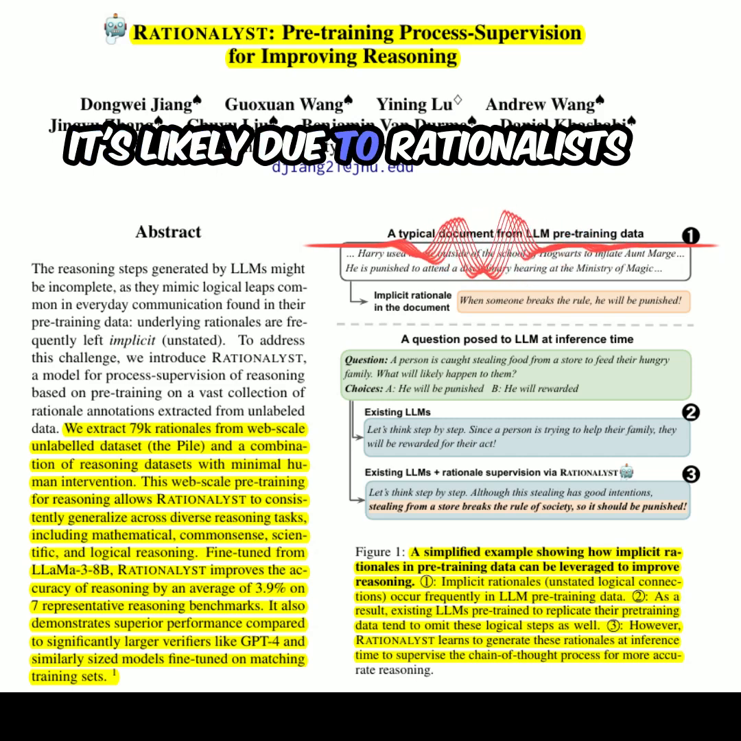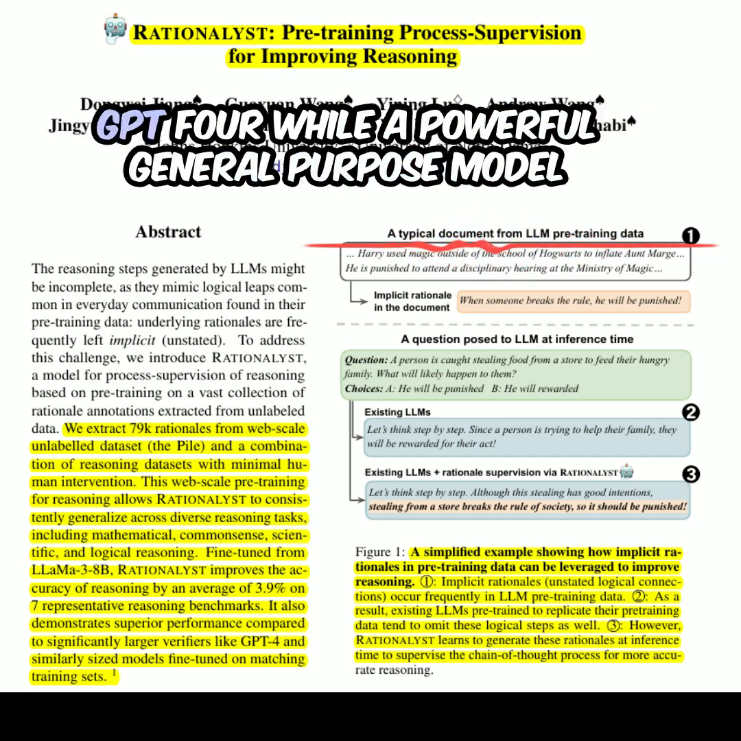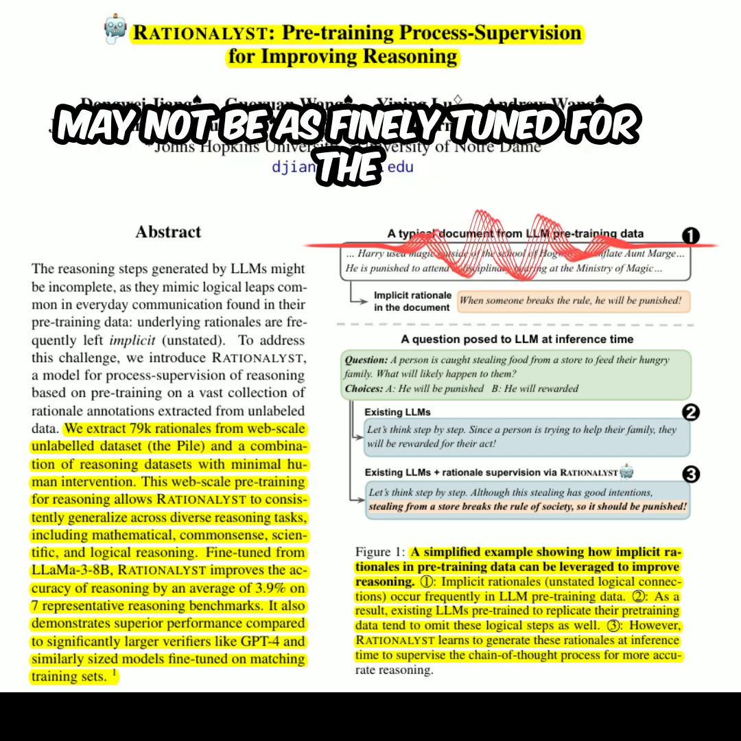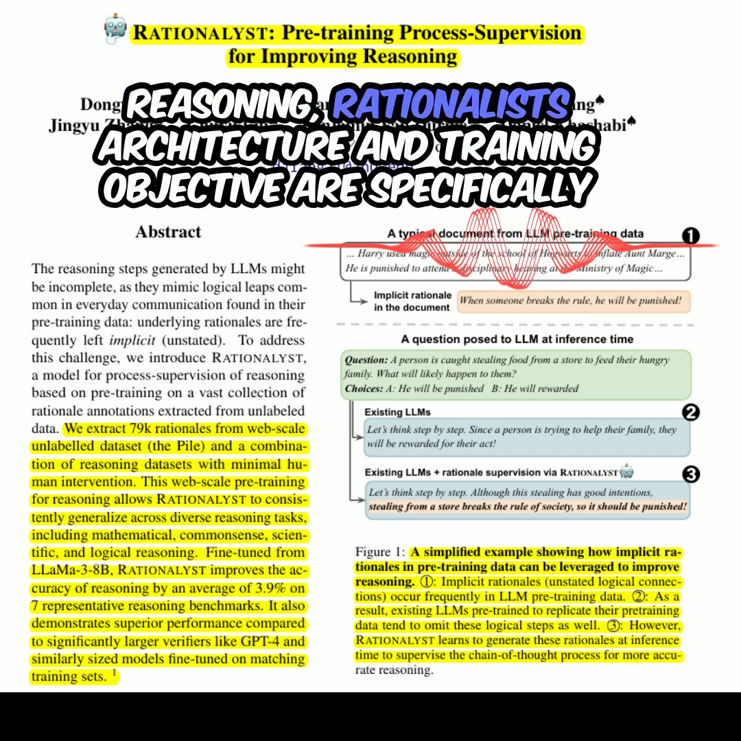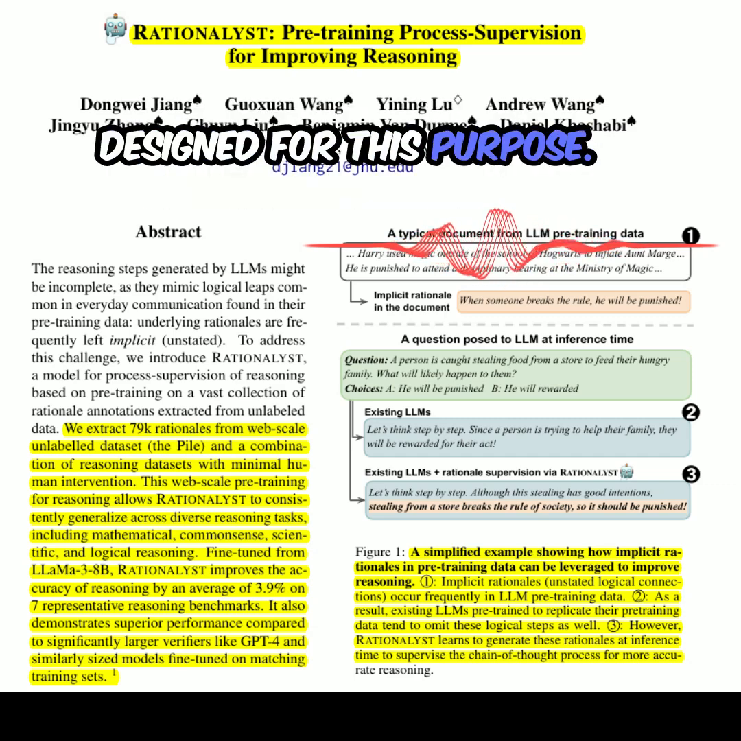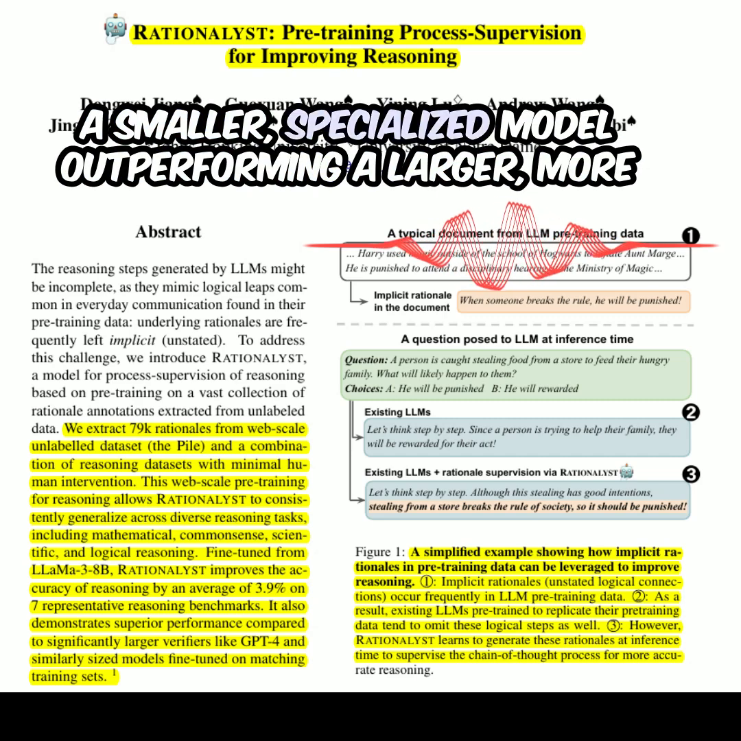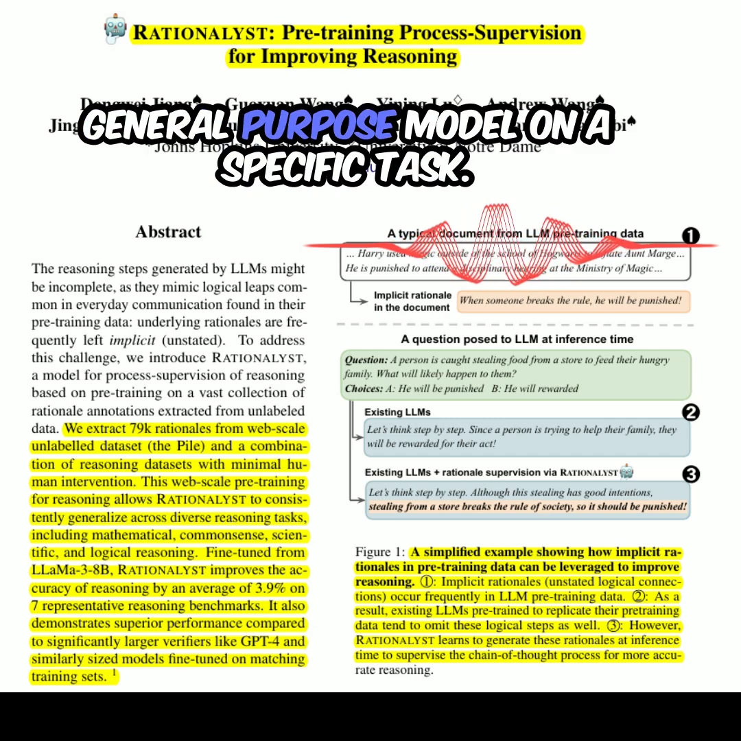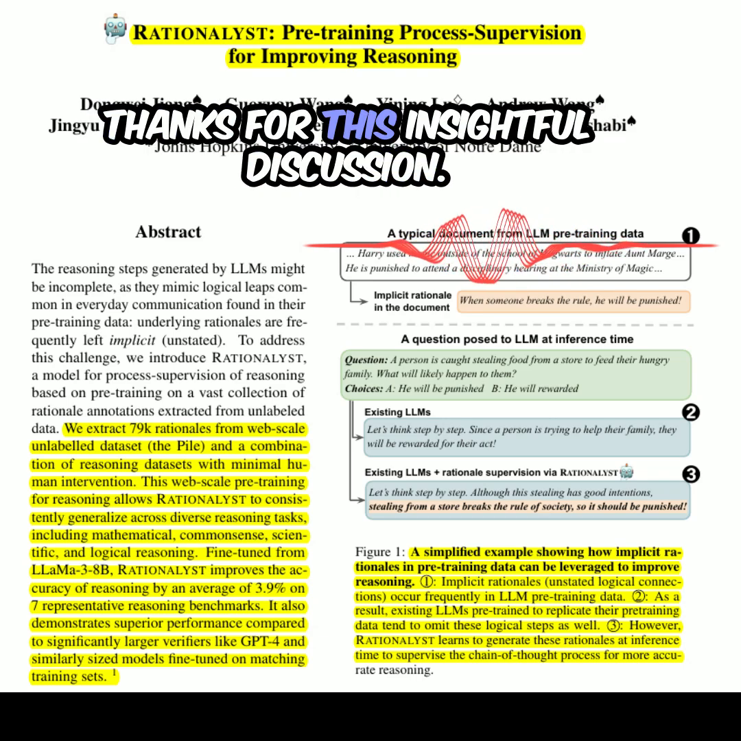It's likely due to Rationalist's specialized training on implicit rationales. GPT-4, while a powerful general-purpose model, may not be as finely tuned for the specific task of providing process-level supervision during reasoning. Rationalist's architecture and training objective are specifically designed for this purpose. So it's a case of specialization versus generalization. A smaller, specialized model outperforming a larger, more general-purpose model on a specific task. That's a valuable lesson in model design. Thanks for this insightful discussion.